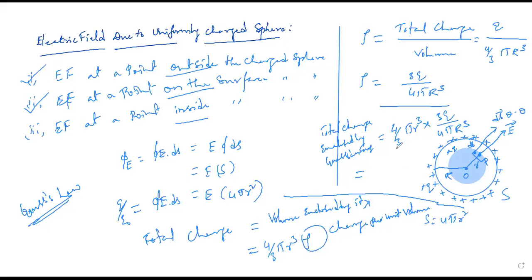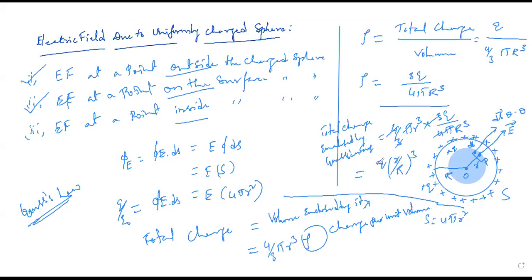So the leftover terms: 3 and 3, 4 and 4 will get cancelled. Pi will also get cancelled. What is leftover? Q into r by capital R whole cube. Correct? So this is the total charge enclosed by the Gaussian surface.